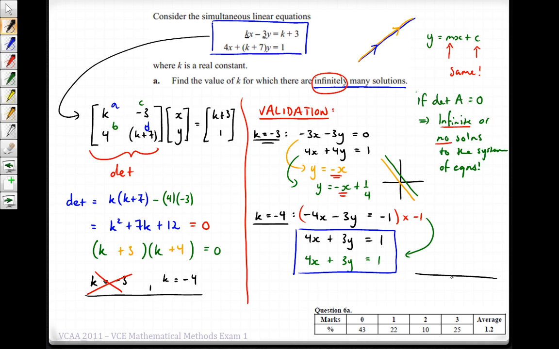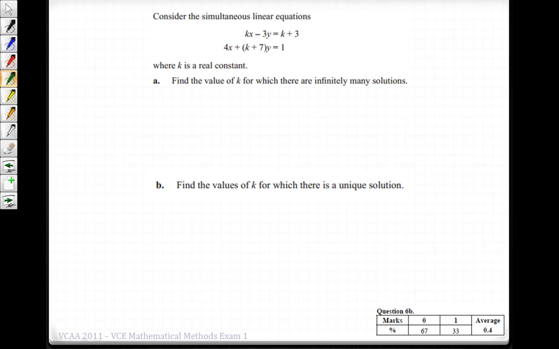So because these two are exactly the same equation, that means they are on top of each other, like that, and parallel. I don't know exactly what they look like on axes, so we won't draw them. So now we've found the values of k for which there's an infinite number of solutions. That was k equals -4, and we know that no solutions occurred at k equals -3.